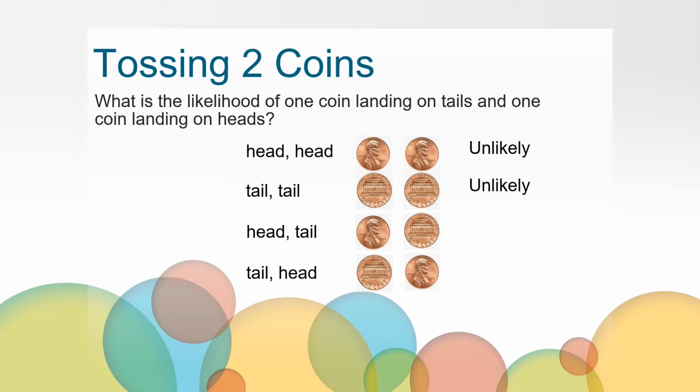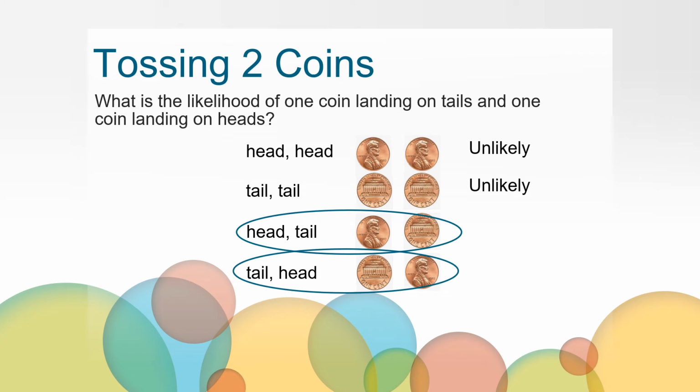What's the likelihood of one coin landing on tails and one coin landing on heads? Well, there are two possible outcomes that show one head and one tail. But then there are also two possible outcomes that do not show one head and one tail. Therefore, the likelihood of the coins landing on one head and one tail is equally likely as them not landing on that outcome.